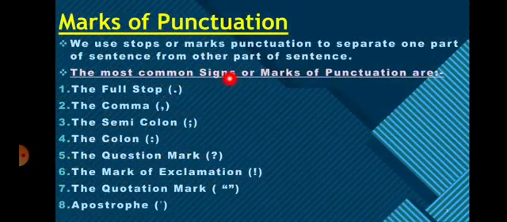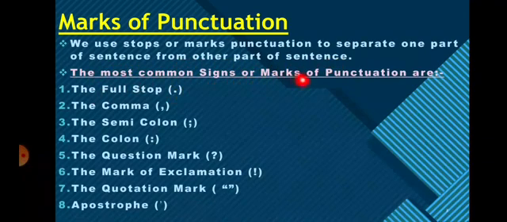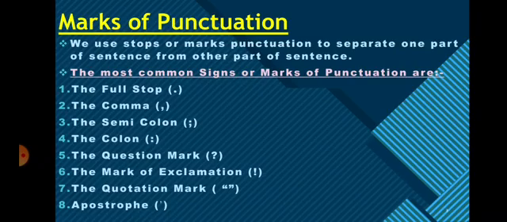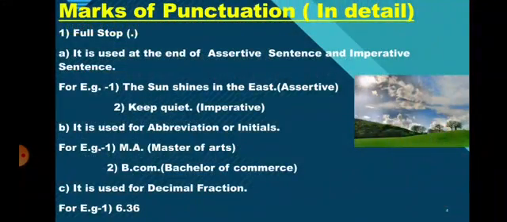Marks of punctuation. We use stops or marks of punctuation to separate one part of a sentence from another part of the sentence. The most common signs or marks of punctuation are the full stop, the comma, the semicolon, the colon, the question mark, the mark of exclamation, the quotation mark, apostrophe. Now students, we are going to learn marks of punctuation in detail.